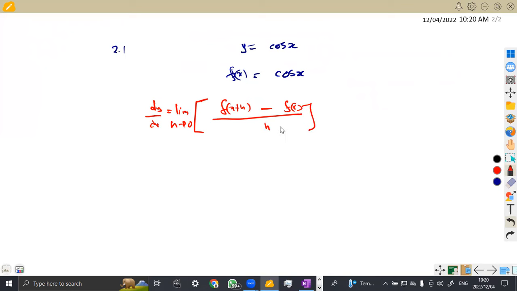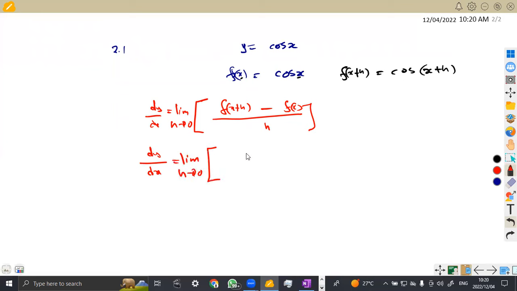We have f(x), we do not have f(x+h). So here we are going to add another part, f(x+h), whereby in place of x, we are just substituting x+h. So this is going to be cos(x+h). Let's substitute now into the formula: dy/dx is equivalent to the limit as h approaches 0 of f(x+h), which is cos(x+h), minus f(x), which is cos x, everything over h.